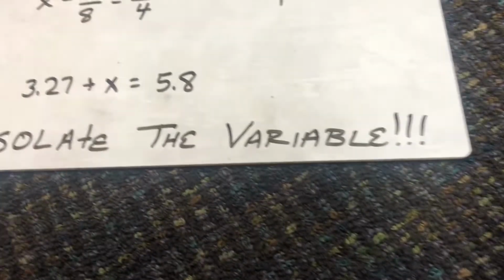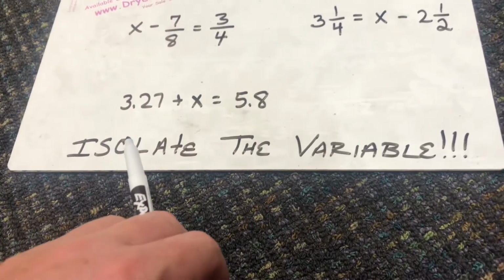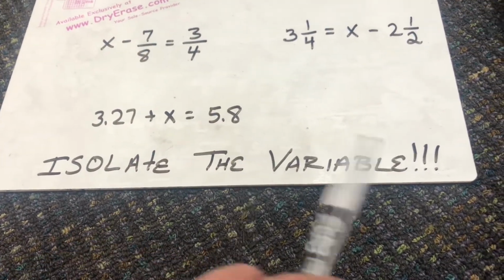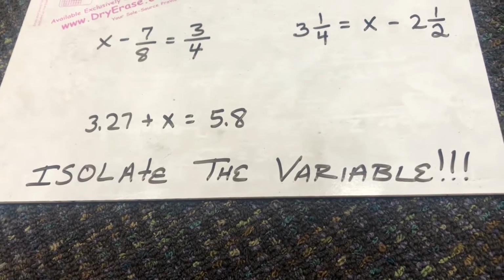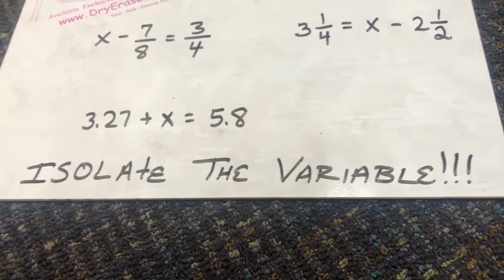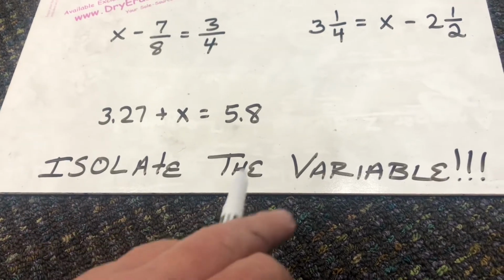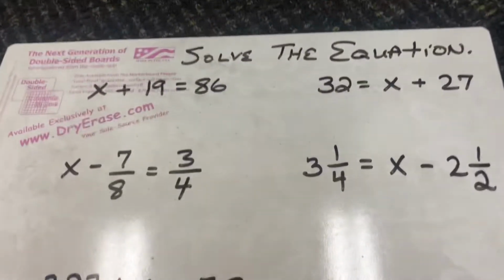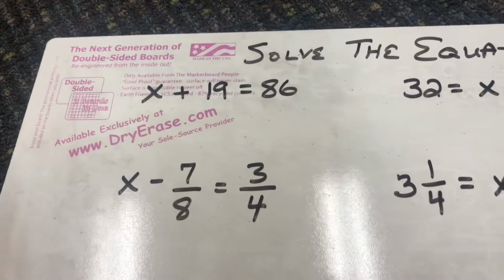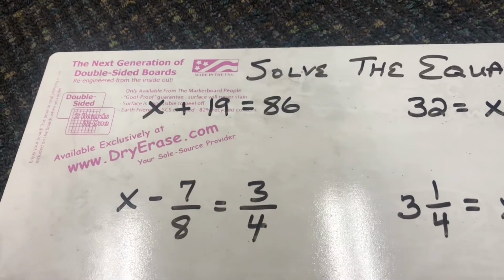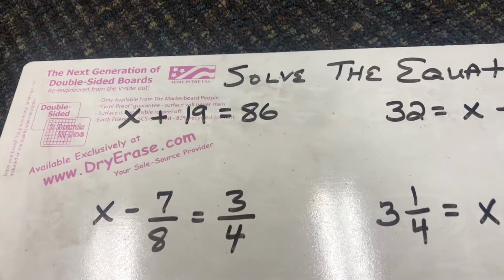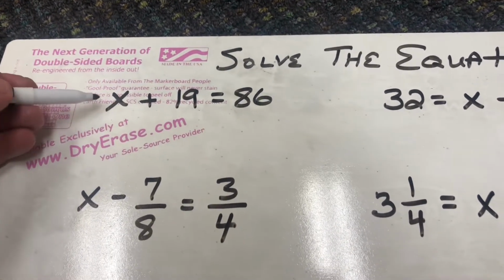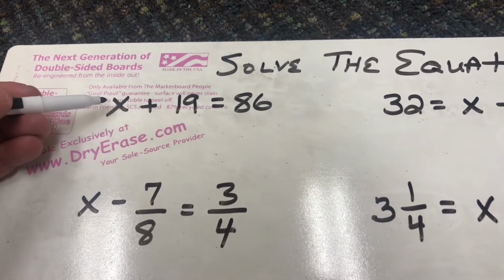To the next part here. This next part, you're going to focus on this phrase, isolate the variable. This is a phrase you're going to hear quite a bit in the next video for 6.3 as well. Isolate the variable. When we put something in isolation, when we isolate something, we put it by itself, okay? And when I want to solve an equation, I want to isolate the variable. Well, the variable here is x.